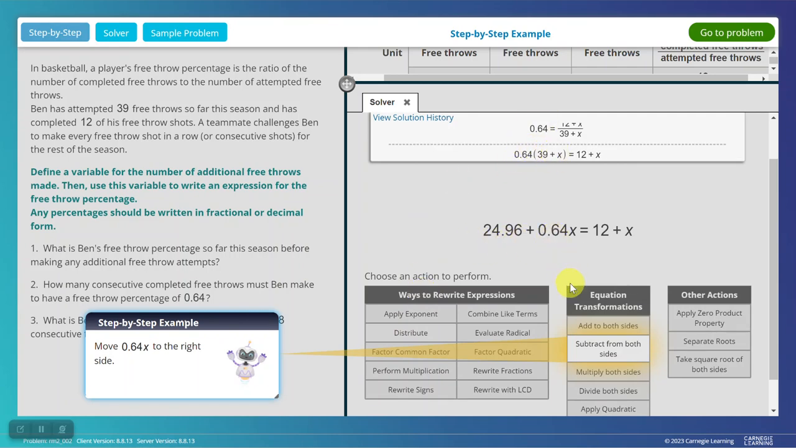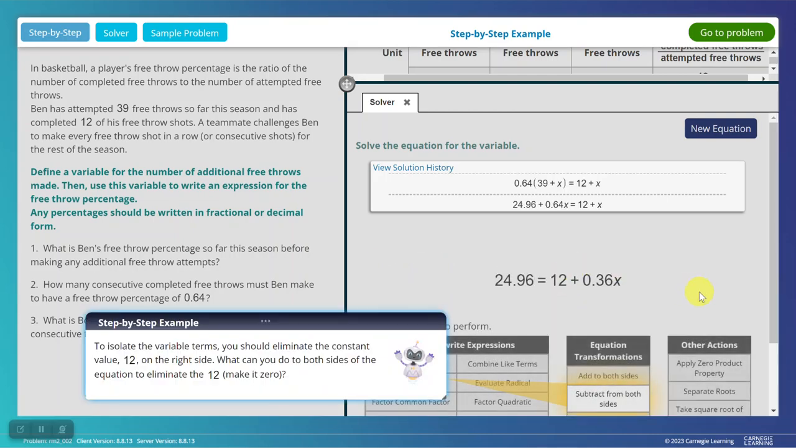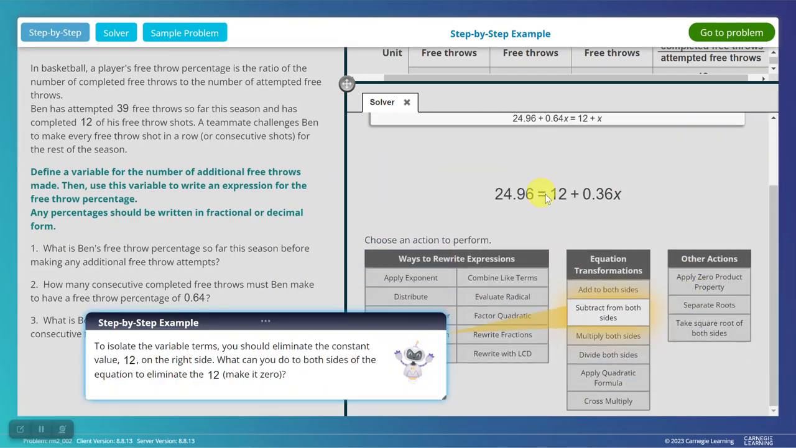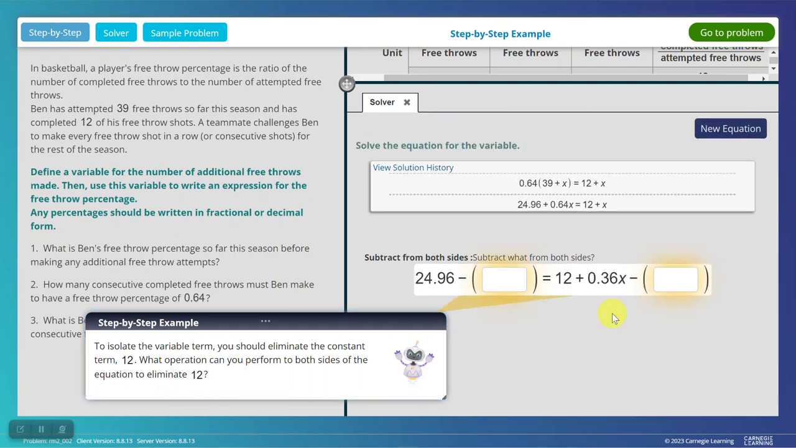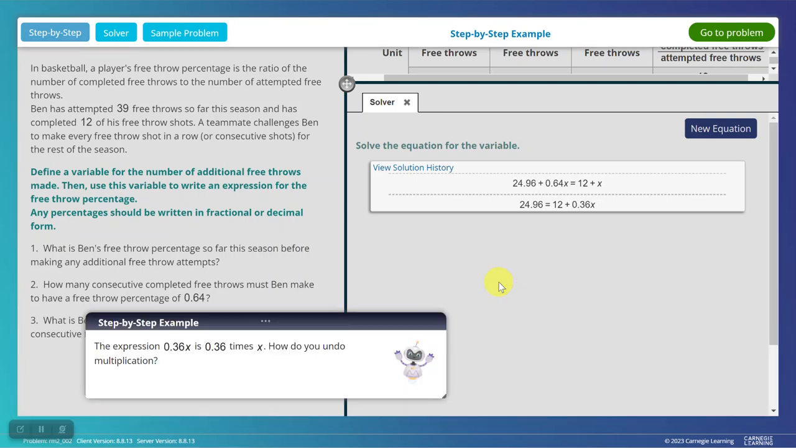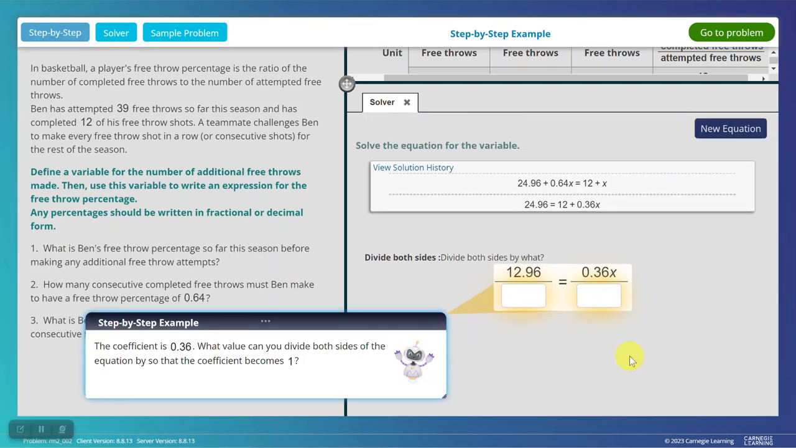All right, now I have x's on both sides, so let's subtract 0.64x from both sides. Okay, and now I'm going to have to get rid of this 12. I'm basically solving a linear equation here, so I'm going to subtract 12 from both sides. And then I'm going to divide both sides by 0.36.